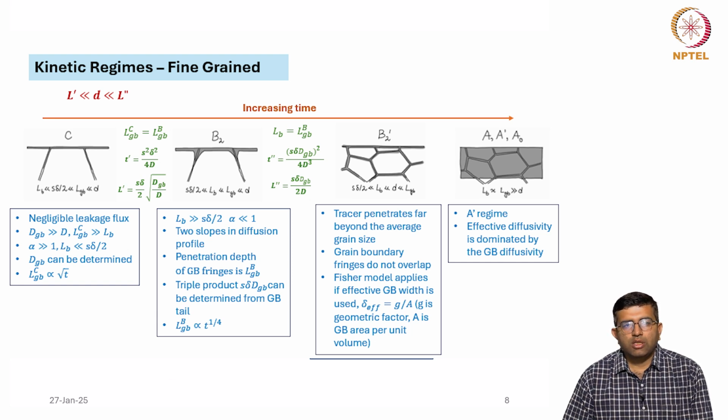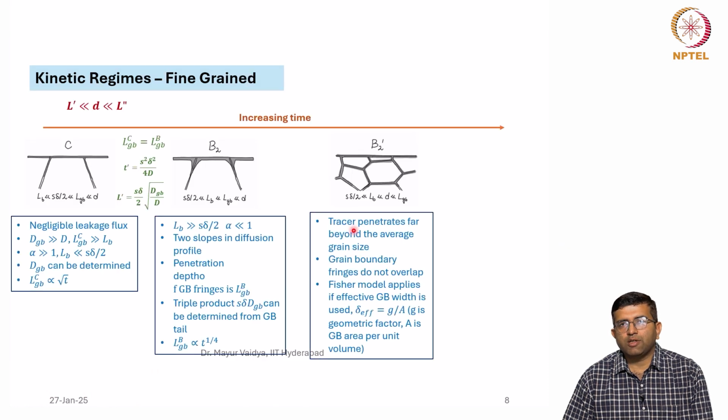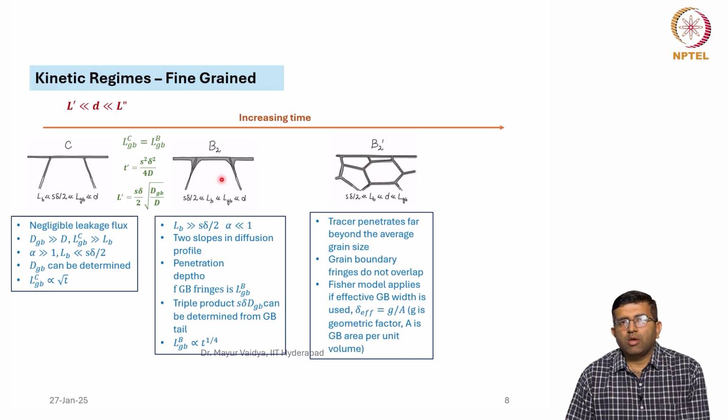Okay. So you can see how this is different from B4 in the previous slide. In B4 the grain size is much larger. So now here, because the grain size is much finer, you don't really get to the B4 regime, but a regime called B2 prime, which is like a slight extension of this.